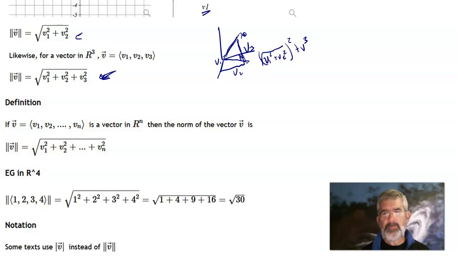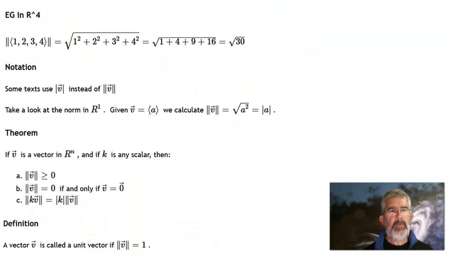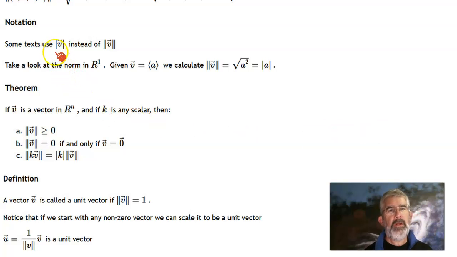Now, notation. Some textbooks use just an absolute value of the vector as opposed to the double absolute value to indicate length or norm. And because I'm typing up all my notes, I will probably always use the double, but when I'm writing it down, I generally just use absolute value to indicate length. I mean, the context is that I'm not taking the absolute value of a vector.